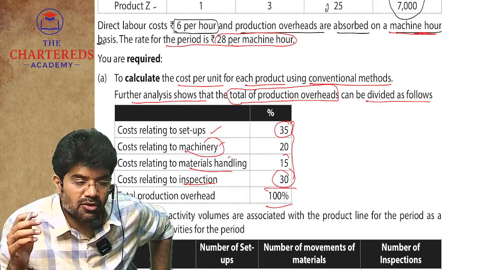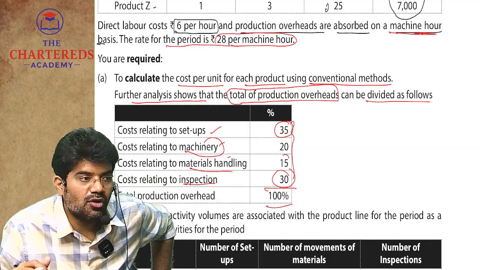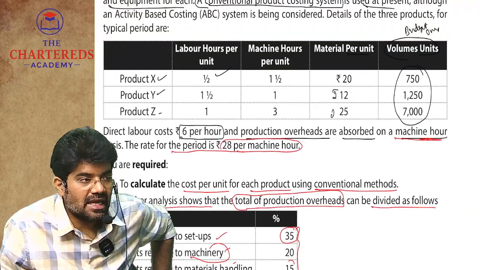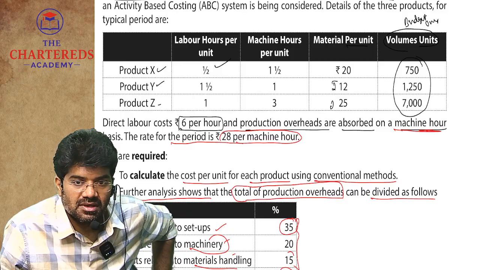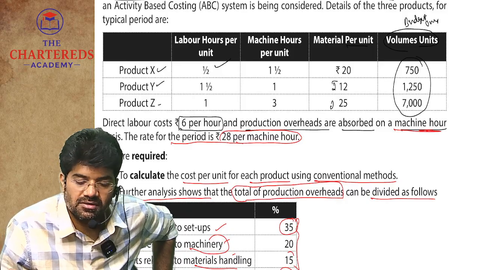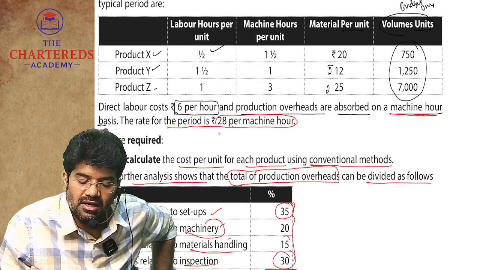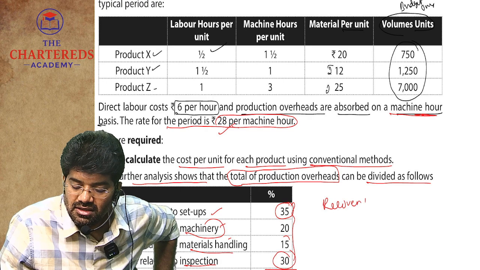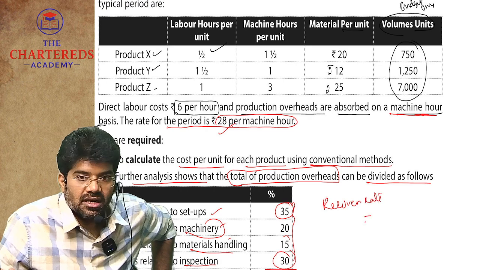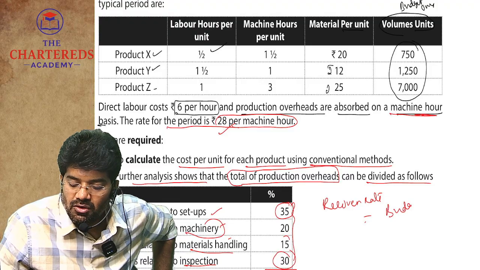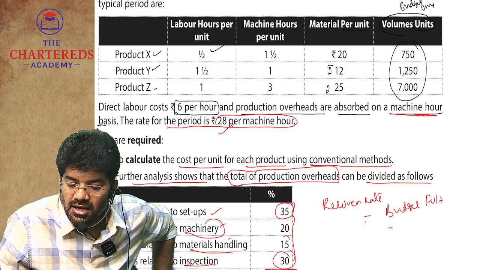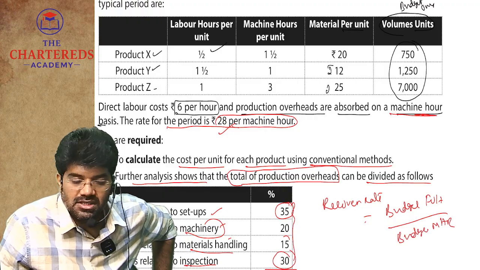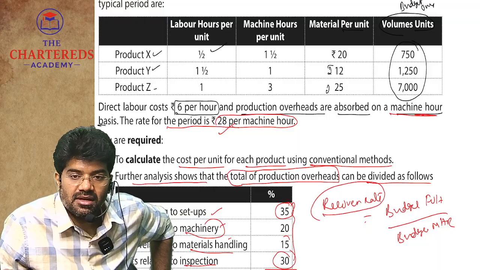100%. But the question is, where is the total factory overheads? Have they given it? Not given. But can we find it out? How can we find it out? They have given a recovery rate or not? Recovery rate is the budgeted factory overheads divided by budgeted machine hours, isn't it? Now the recovery rate is given.